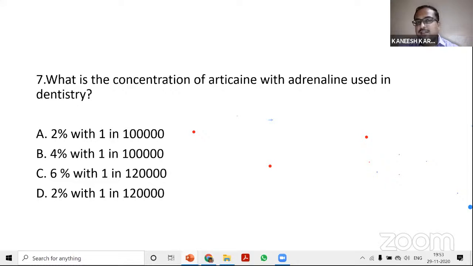What is the percentage concentration of articaine with adrenaline? 2% is for lignocaine. Articaine is 4% with 1 in 1 lakh. That is the concentration of articaine. It is available in cartridges with Septodont.